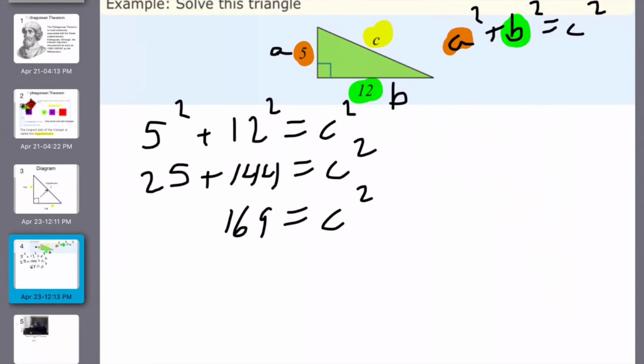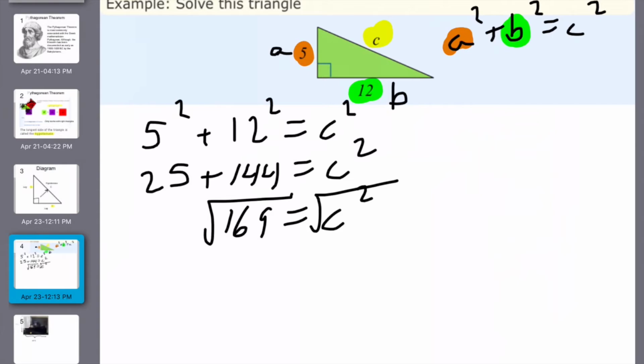But I'm trying to solve for c, not c squared. So what I have to do next is take the square root of both sides, because whatever I do to one side, I have to do to the other side so the equation remains balanced.